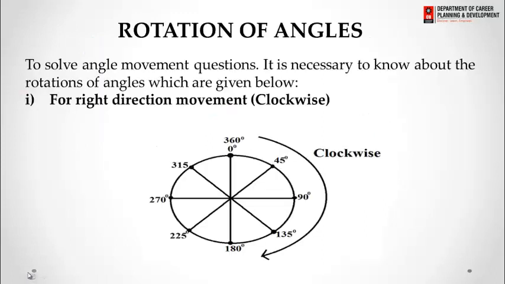Now the next thing we need to understand is the direction of the angles. To solve movement questions, it is very necessary to know about the rotations of angle, which can be of 2 types. First, the right direction, which is clockwise. The rightward movement or right direction we always have in the clockwise direction. If we start from 0 degrees, then at 45 degrees on the clockwise side we have northeast, 90 degrees is the east side, 135 degrees is southeast, 180 degrees is south, and so on for the rest of the directions.